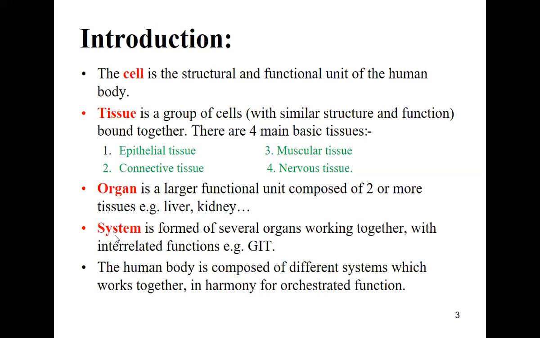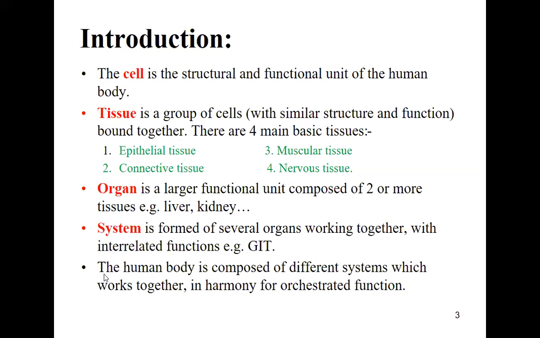The second example is the cardiovascular system, where the heart itself is an organ. Then there are blood vessels, which are also part of the same cardiovascular system. So they are different organs, and they all come together to form the cardiovascular system. Similarly, the urinary system, where we have the kidneys, the ureters, the bladder, and the urethra, all these organs come together to form the urinary system. So when more than two organs come together, they form a system.